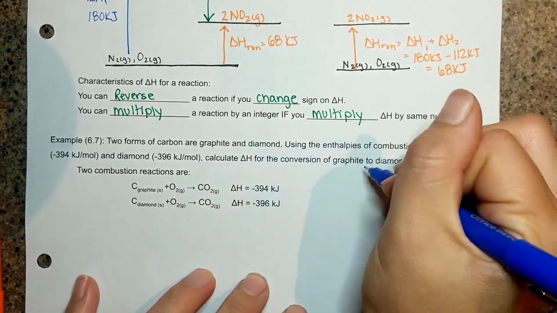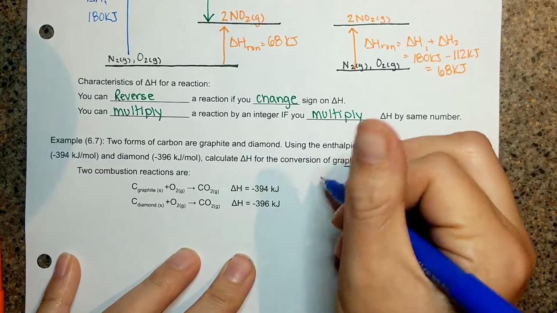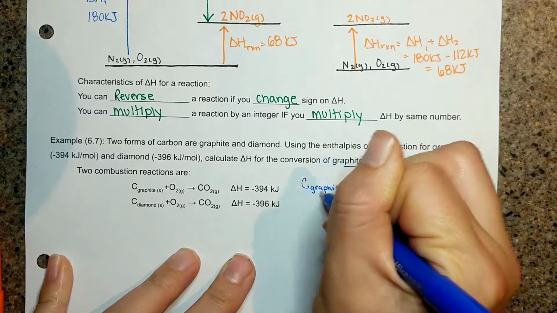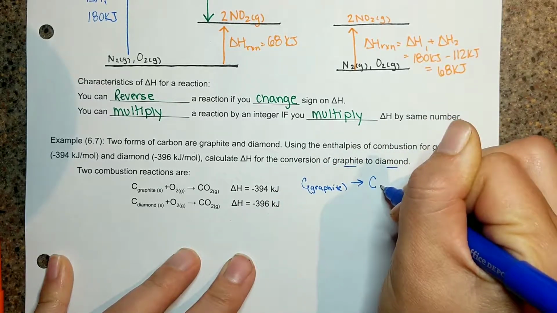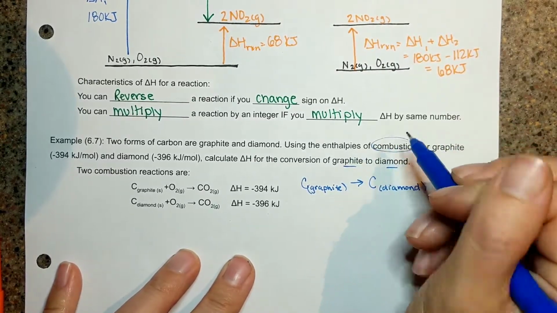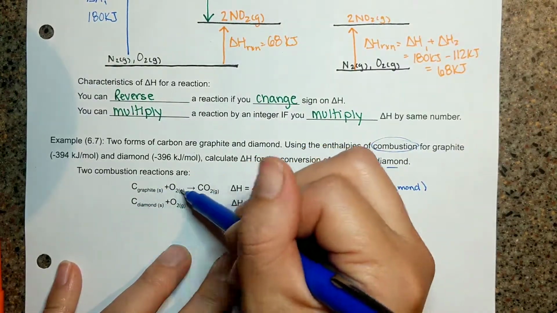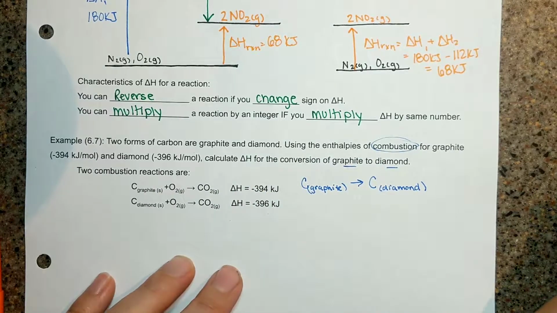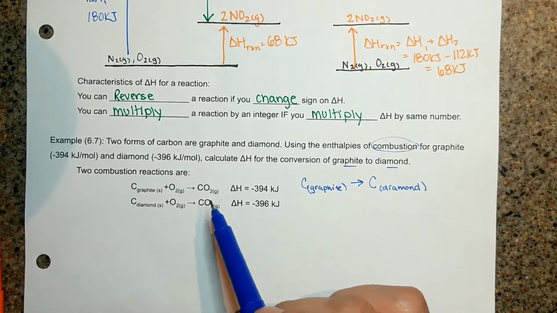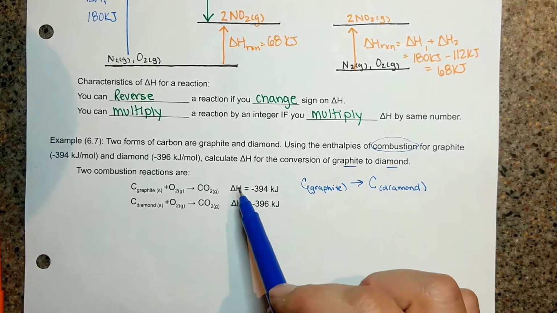So my overall reaction is going from graphite to diamond. That is my C of graphite going to the carbon that's in the form of diamond. And this happens from combustion. Remember that combustion is just adding oxygen and burning, so they're combining together to make carbon dioxide. So if this is my initial reactants and products, and I know my steps in between, I can look at the pathway I need my steps to go. And then if I need to multiply or reverse things, I can do that, and I also do that to my delta H.